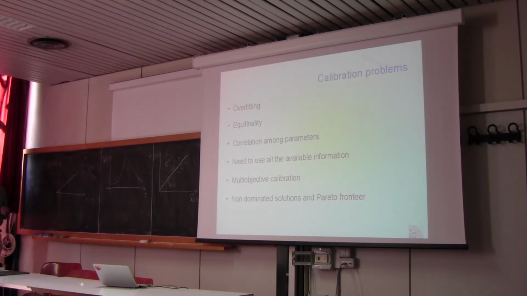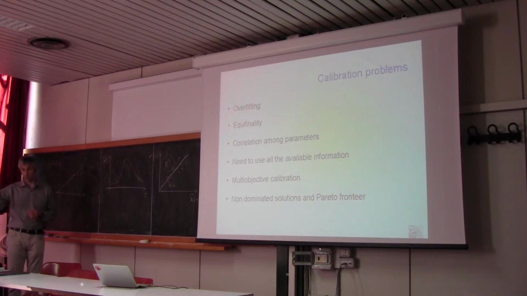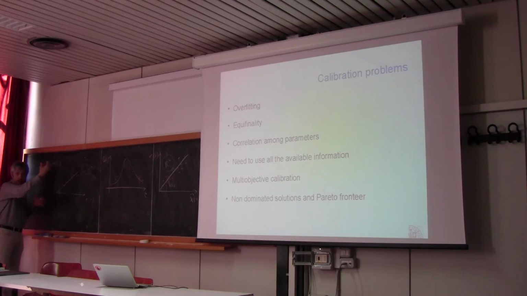So this means that the more the number of parameters is lower than the number of observations, the more you are happy, the more your estimation is reliable. Your estimation becomes much more reliable when the number of observations is much higher than the number of parameters.